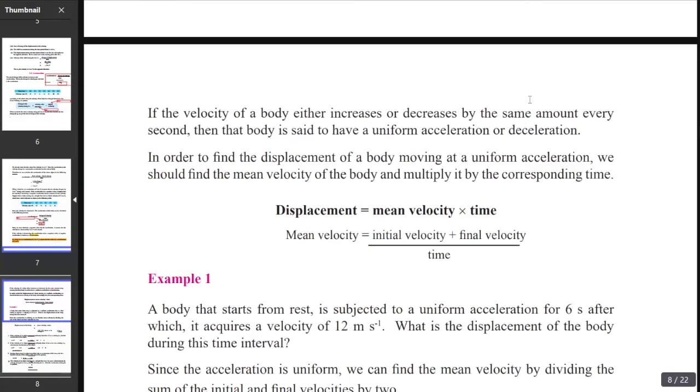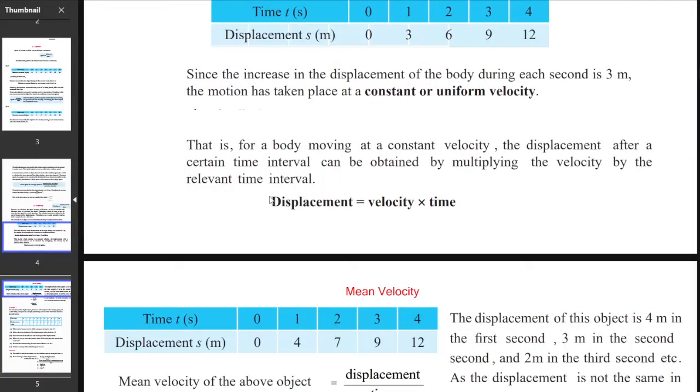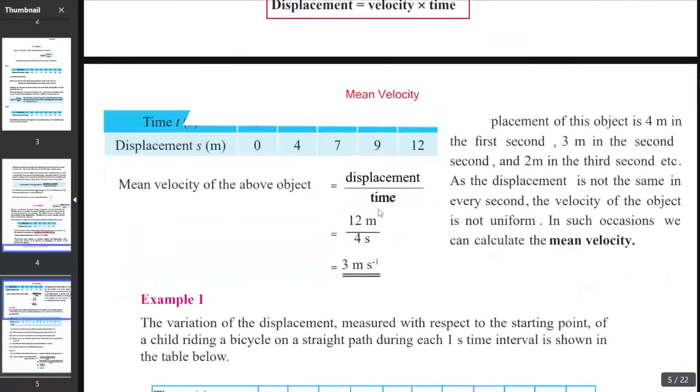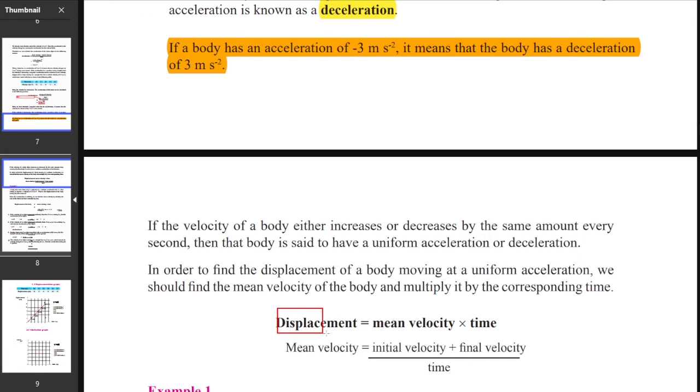This case that day I explained to you. Here I gave a mark, I put a box here. What is here? Displacement is velocity into time, when it is a constant velocity. Only when there is a constant velocity do we get displacement is velocity into time. Again, I go to the next page. Children, repeat this. Displacement is mean velocity into time.